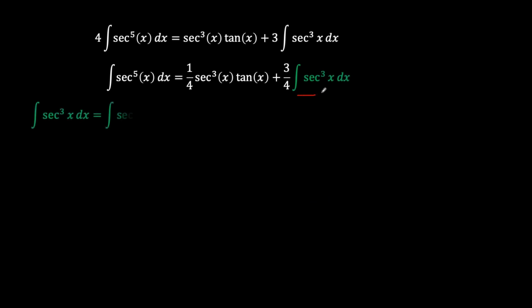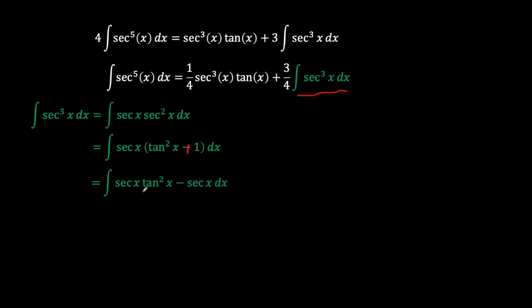Now, our focus is going to shift here. Sec cube x integrated is the same as sec x times sec squared x. Now, sec squared x is the same as tan squared x plus 1 here. Sincere apologies. So we have the integral of sec x tan squared x plus the integral of sec x.